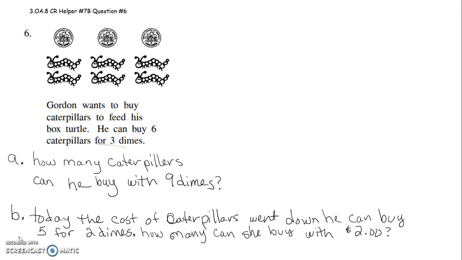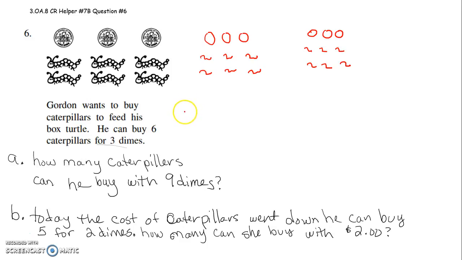Okay, he can buy 6 with 3 dimes. So let's say we have another 3 dimes. He could buy 6 more caterpillars. My caterpillars are not going to look like the nicely drawn ones. Let's just pretend these are caterpillars. All right, and we want to know how many caterpillars for 9 dimes, where every 3 dimes is 6 caterpillars. So I drew 3 more dimes and 6 more caterpillars. To get up to 9 dimes, I'd have to draw 3 more dimes. Then I get 1, 2, 3, 4, 5, 6 caterpillars.